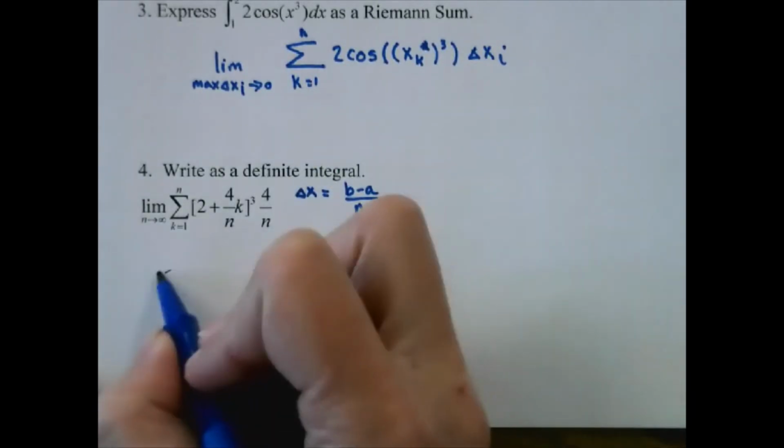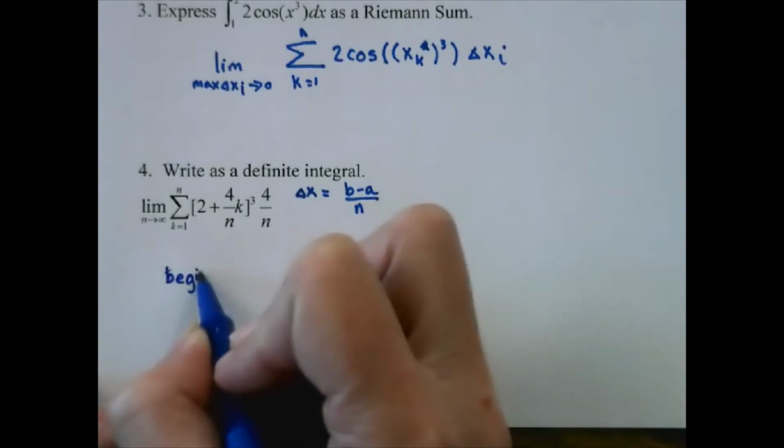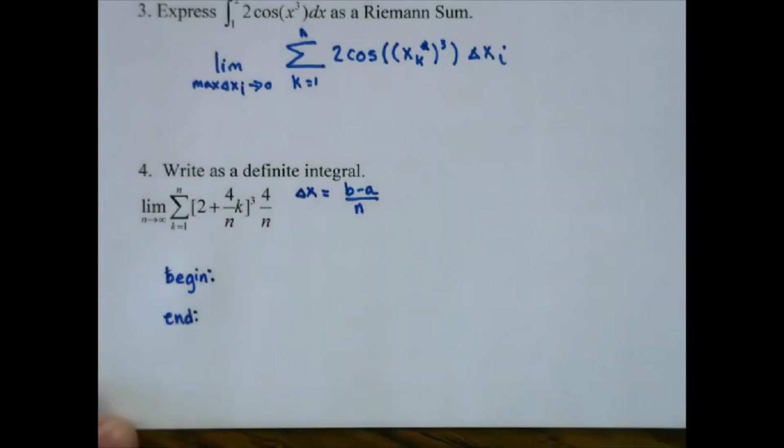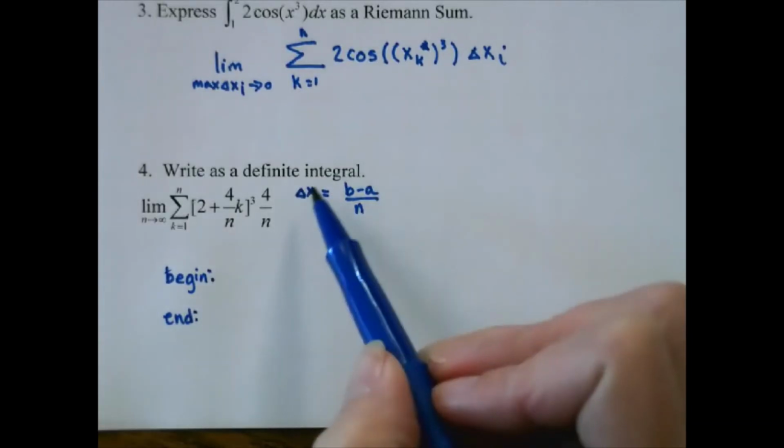There's different approaches to this. What I'm going to look at first is where does this start and where does this end? It's going to be a spread of 4.